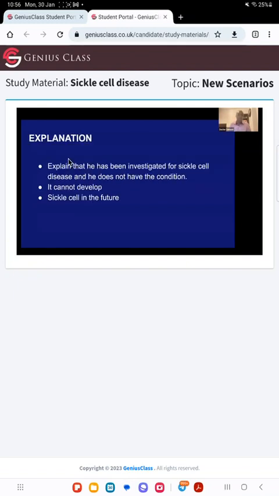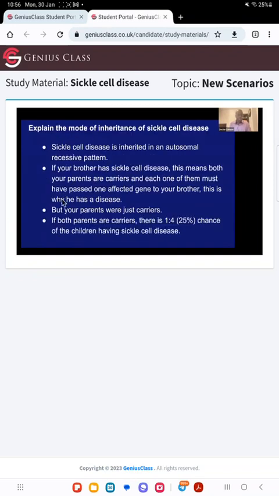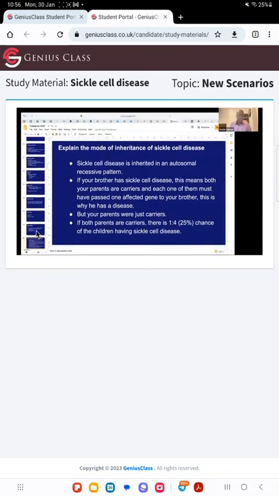Now, we have taken the history, we do an explanation. Explain that he has been investigated for sickle cell disease and he does not have the condition. And all the tests have come back normal, including the test for other blood disorders. So he does not have sickle cell disease, and he will not develop sickle cell disease because he has been tested. And therefore, if he had it, that was going to come up. And also, he's not a carrier because they didn't find him to be in any sort of carrier situation. Okay, good. So he cannot develop sickle cell disease in the future.